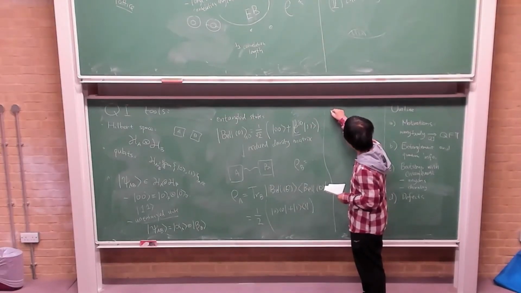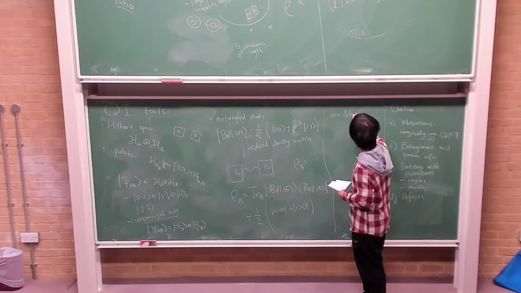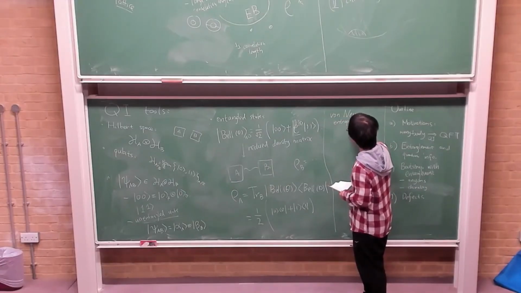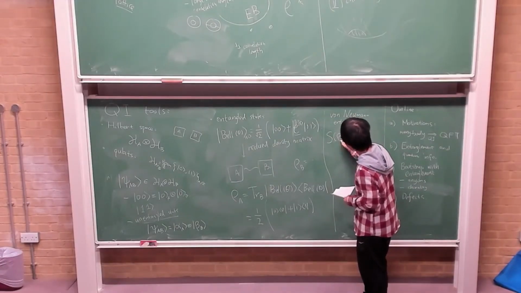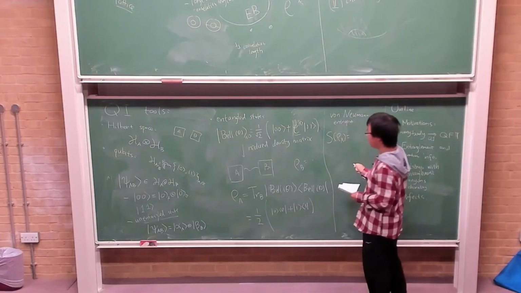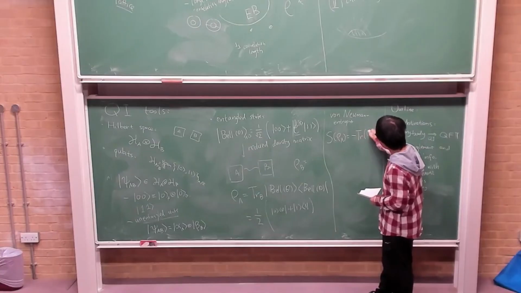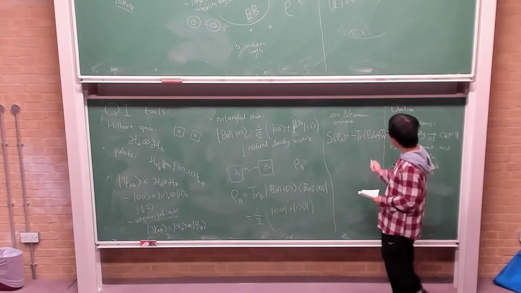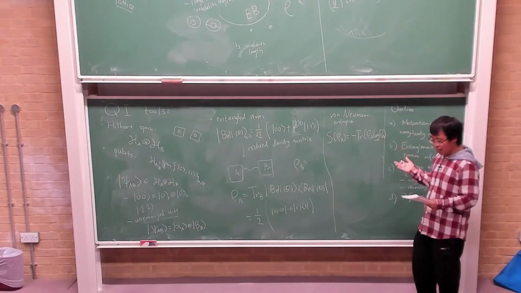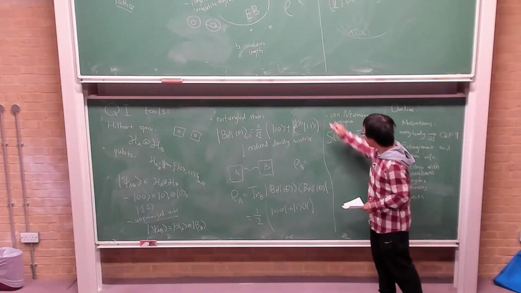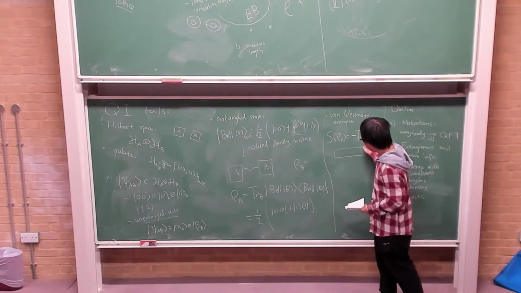entropy, von Neumann entanglement entropy of a density matrix. So given a density matrix rho A, the von Neumann entropy is defined as minus trace rho A log rho A. We have a log in it. There are other versions of entropy like Renyi entropy and so on. But the von Neumann entropy has a nice property.